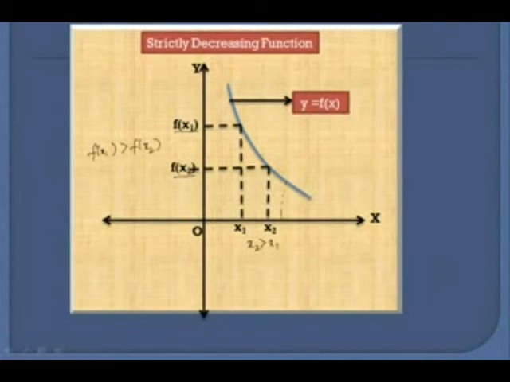We can take another point x3 such that x3 is greater than x2 and the corresponding value of y is f of x3. Then also we see that f of x3 is less than f of x2, which is less than f of x1. Now we see that this is a strictly decreasing function because the value of f(x) is decreasing with increase in the value of x.